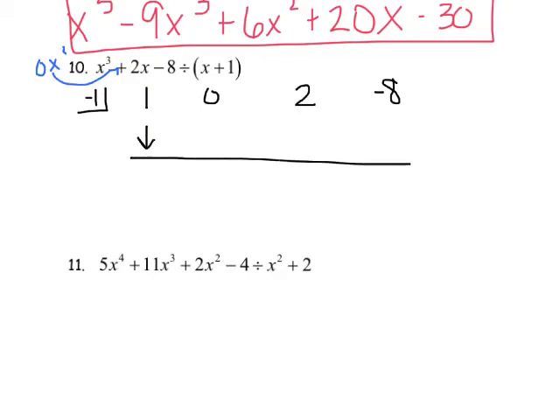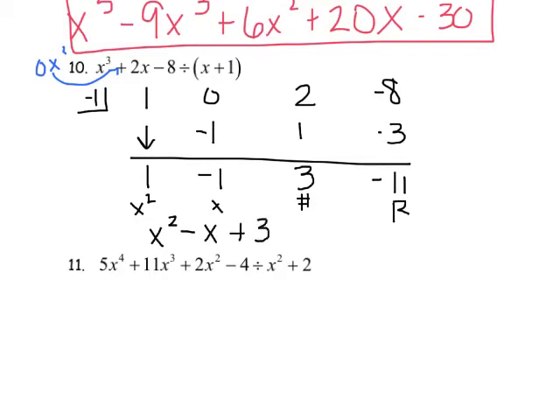Bring down the 1. So negative 1 times 1 is negative 1. This makes minus 1. This makes positive 1. This makes 3. This makes negative 3. Remainder, negative 11. R for remainder, number, x, and x squared. So my answer is x squared minus x plus 3 plus negative 11 over x plus 1. So this is the answer. When it actually asks you to fully divide, that's what the answer is. Okay?